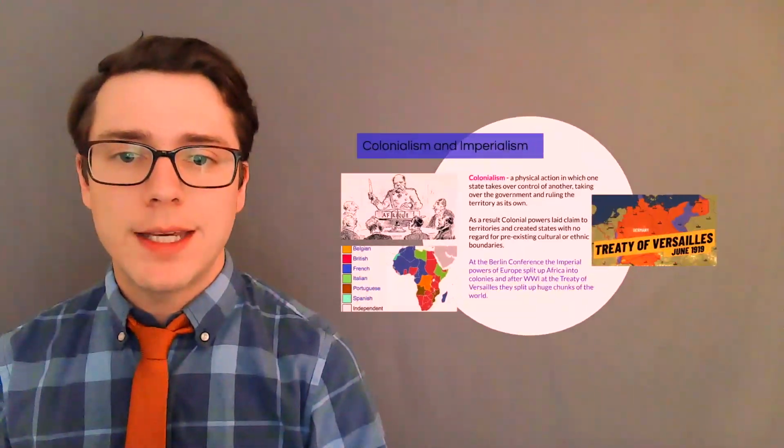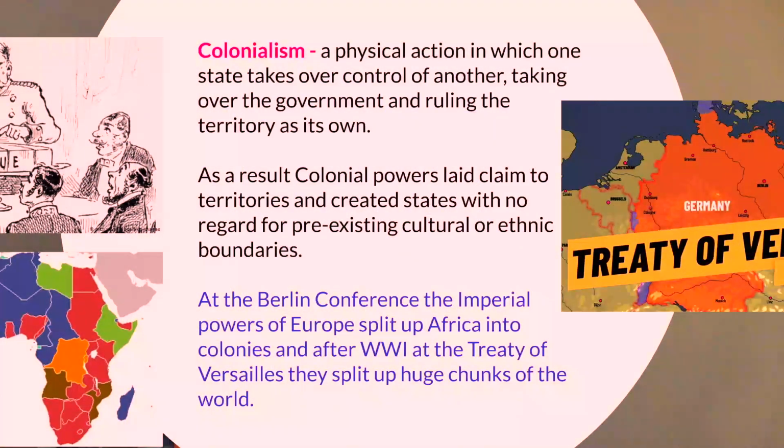So as we look at these independently, colonialism was a time period when empires took over other territory and ruled it as their own. So colonialism is the physical action where a state would take control of another, taking over the government and ruling it as its own territory. Originally, the United States were 13 colonies of Great Britain.